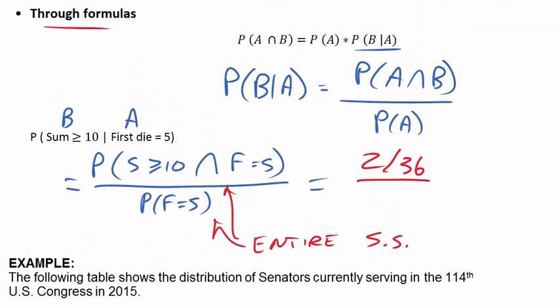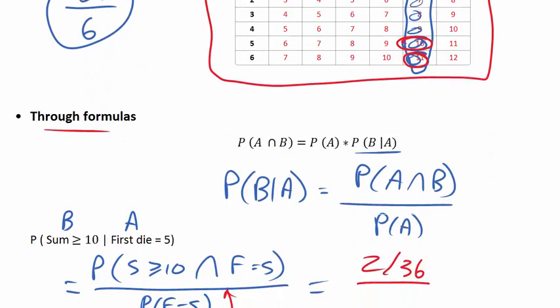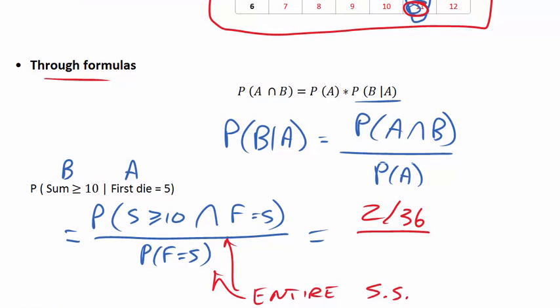Now, what's the probability that the first die was a 5? Well, for that one, there are 1, 2, 3, 4, 5, 6 out of the entire sample space of 36. So that tells me there are 6 out of 36, which simplifies down to 2 out of 6. The exact same answer that I got before, but now I figured it out through a formulaic approach.